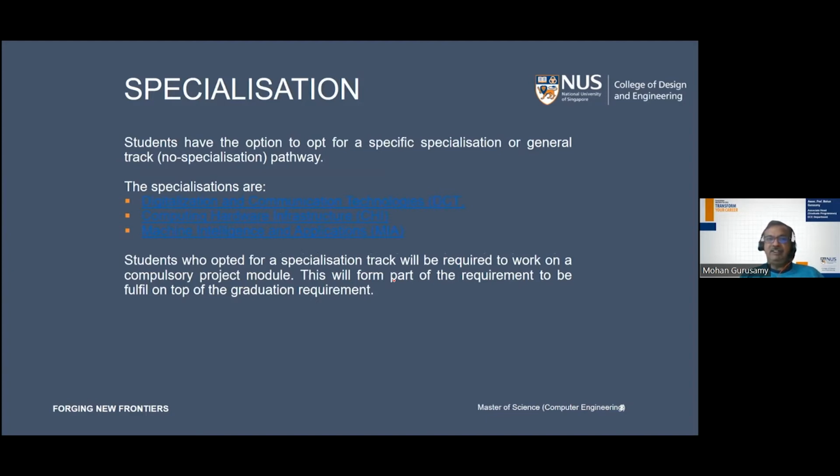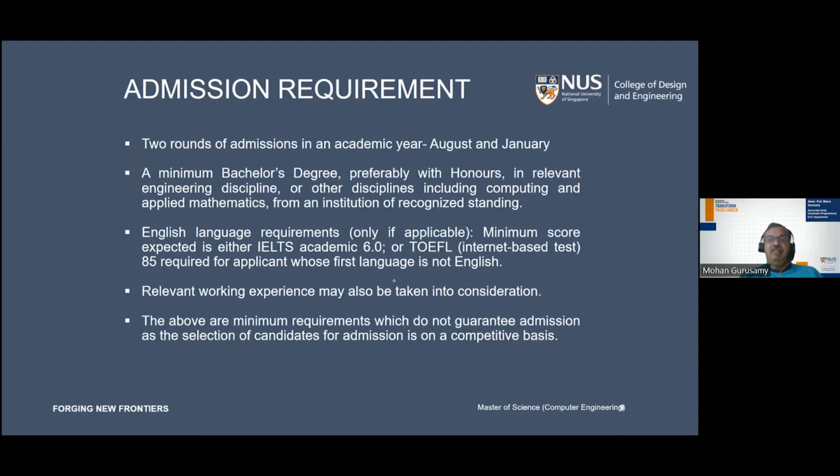The first one is digitalization and communication technologies. The next, computing hardware infrastructure. Then machine intelligence and applications. These are the three specializations from which a student can choose one. And for the specialization, the student should work on a project, which is compulsory, which should be tied with that specialization area.